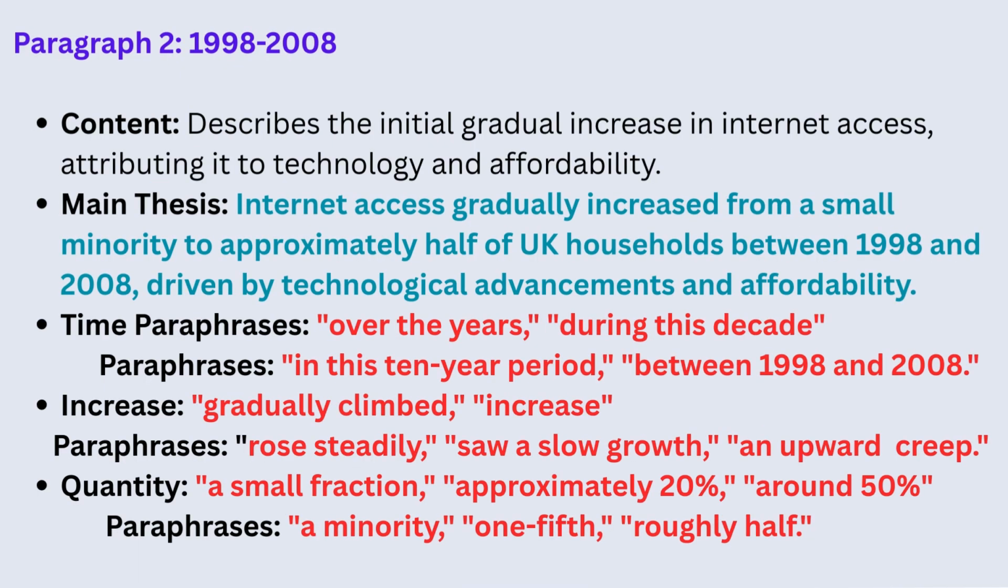Main thesis. Paragraph 2 focuses on the initial phase of Internet adoption, noting a gradual rise from a low base in 1998 to around 50% by 2008. It attributes this growth to the increasing availability and decreasing cost of personal computers, laying the groundwork for the subsequent acceleration.